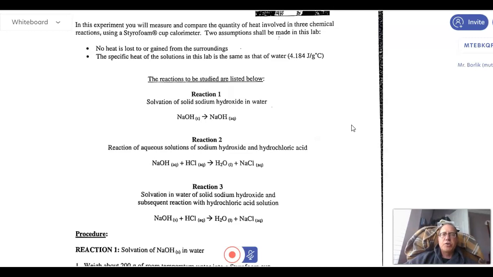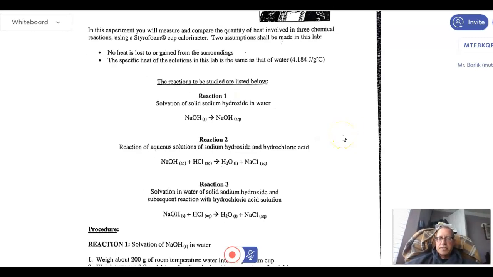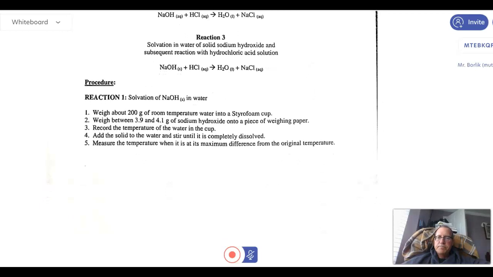So we have a certain molarity with that hydrochloric acid that we'll be looking at too. And that's going to produce H2O and again the salt. Strong base, strong acid. And it's okay that it's solid. It's still a strong base, the sodium hydroxide solid, so it's going to give us the same products. Let's take a look at our procedure here.